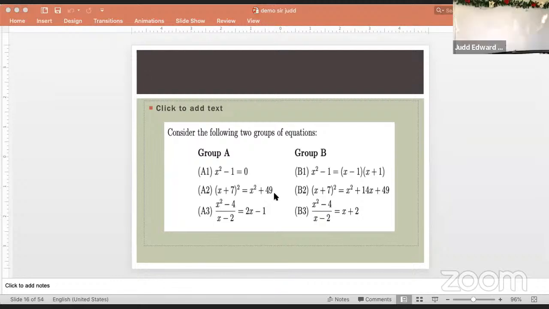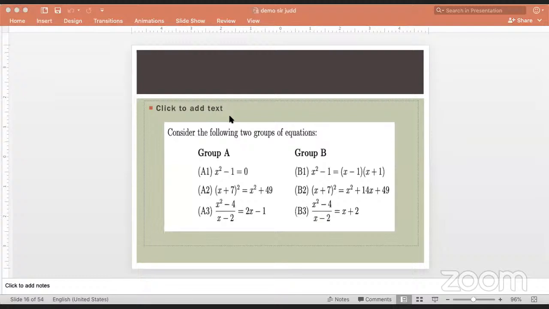Okay, anyone, what can you say about the two groups? Let's start with group A. So ano po masasabi po natin sa group A? Any volunteer? What can you say about the equations given in group A versus the equations given in group B? Yes, Rachel?